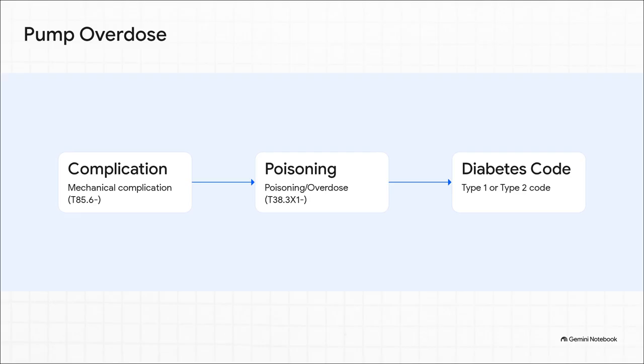First up, you sequence the mechanical complication of the pump. That's a T85.6 code. Second, you follow that up with the accidental poisoning code for the actual insulin overdose, which falls under T38.3X1- code. And finally, sitting in the third position, you place the patient's diabetes code, whether that happens to be E10 or E11.